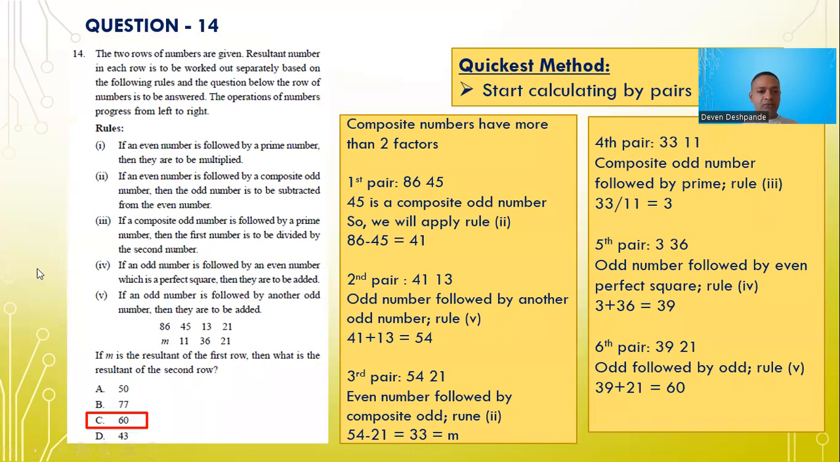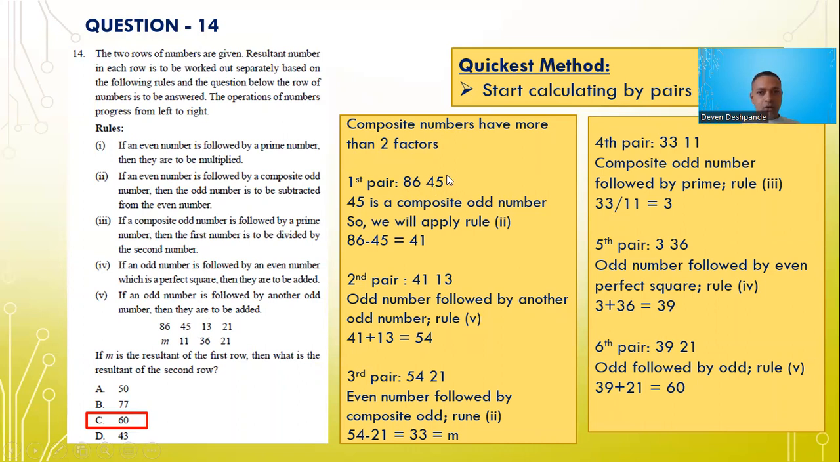Okay. So again, for such questions, you have to start solving them by pairs. So the first pair, what is the first pair? 86 followed by 45. 45 is a composite odd number. What is a composite odd number? Composite numbers have more than two factors. 45 has so many factors: 1, 3, 5, 9. They are all factors of 45. So it is a composite number, and also 45 is an odd number. So it is a composite odd number.